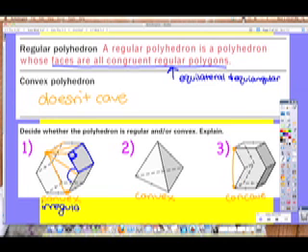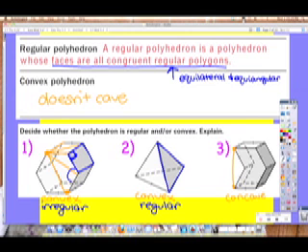Regular. Are all the sides equal? If all the sides are equal in a triangle, what are the angles equal? 60. Yep, so this would have to be regular. Whoa. What about number 3? Irregular. Because of what? Sides or angles? Angles, totally. Okay, guys, good job. We saw more vocab, huh?